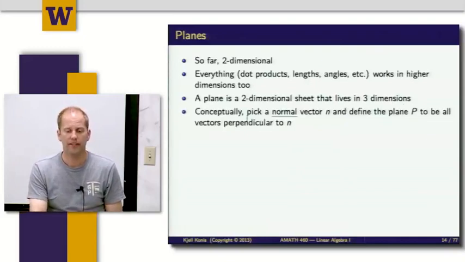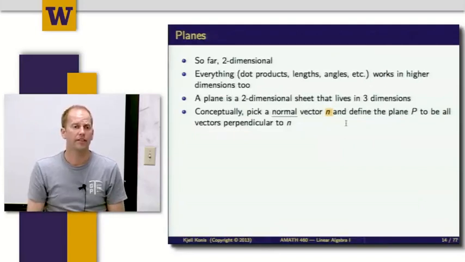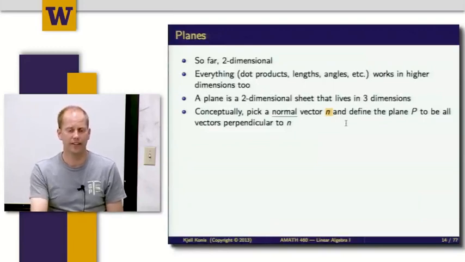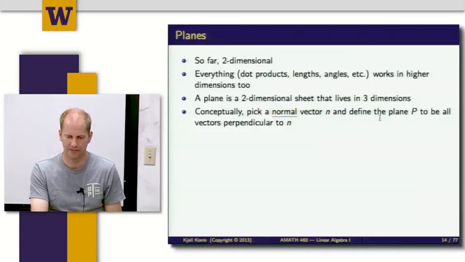And the way I'm going to describe a plane in 3 dimensions, I'm going to pick a vector n. This vector n is called a normal vector. And I'm going to define my plane to be all of the vectors that are perpendicular to this normal vector n. Often normal means the same thing as perpendicular in linear algebra.